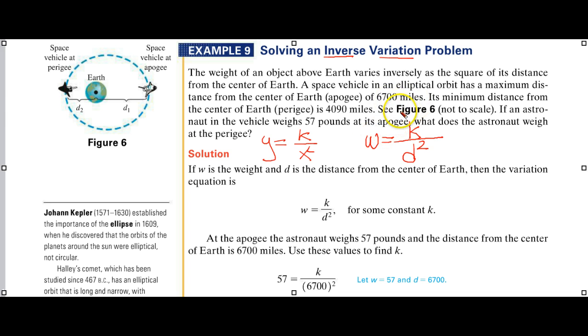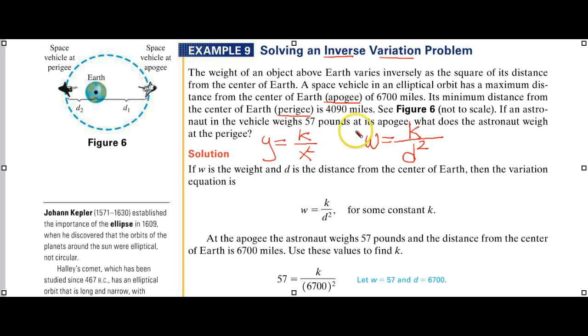So now it's a matter of substitution. And we have two different readings. I haven't seen these words in a while. An elliptical orbit, it's not quite a circle. So at the furthest point from Earth, that is its apogee. And then its closest point to Earth, that is its perigee. Some interesting words. Again, you can use your notes.